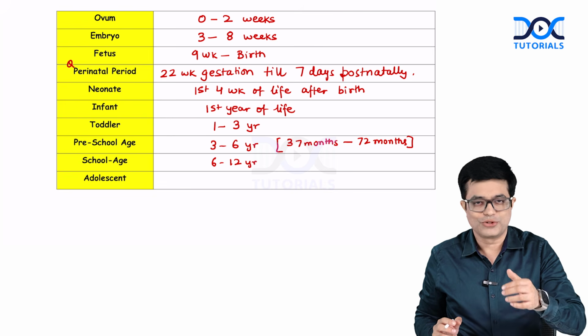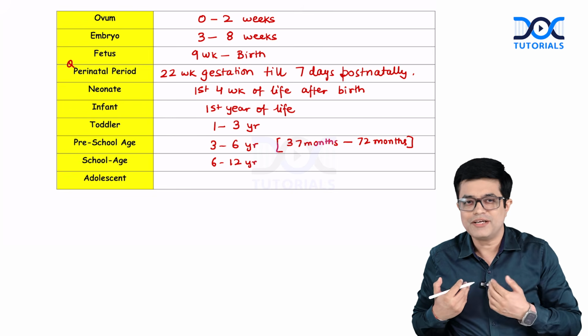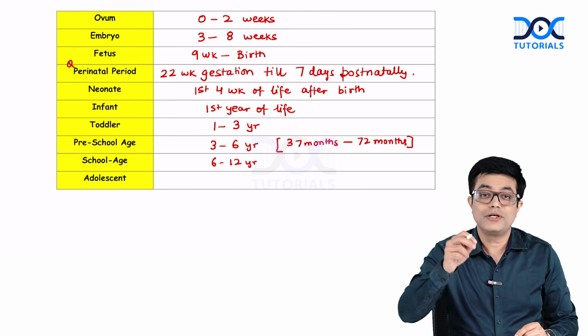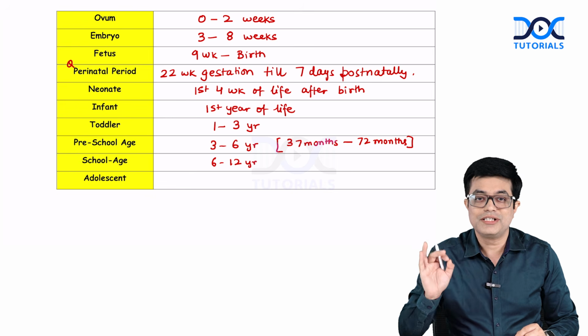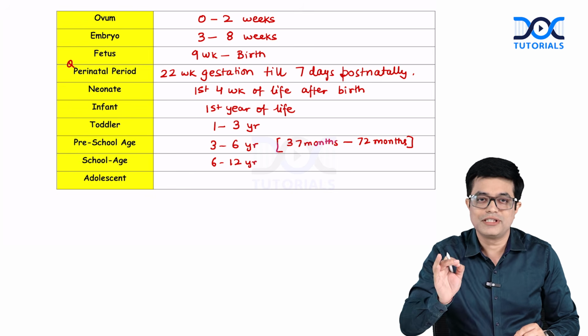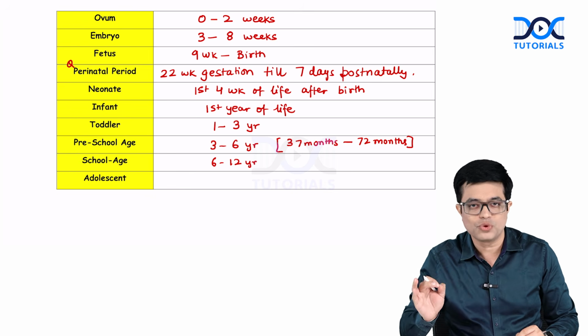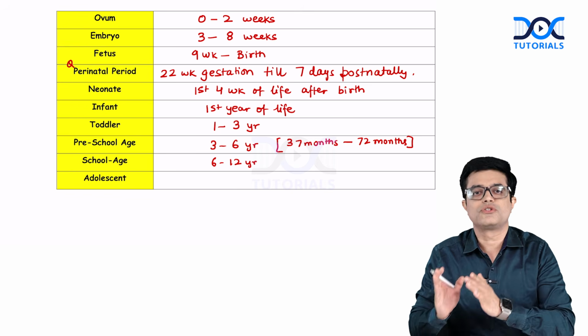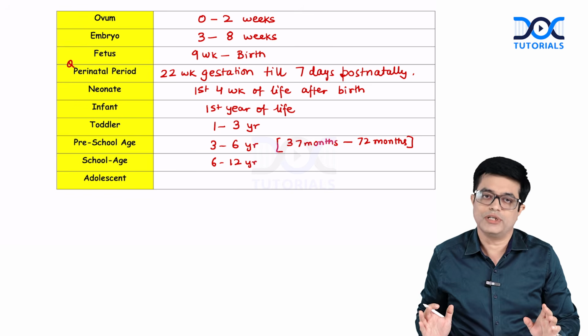Whenever I teach this, there is always a student asking me, sir, but I went to school at 4 years. What you went to school does not matter. A definition is a definition, and the school age definition is given by UNICEF and WHO, and they say any child between 6 to 12 years should be called a school age child.